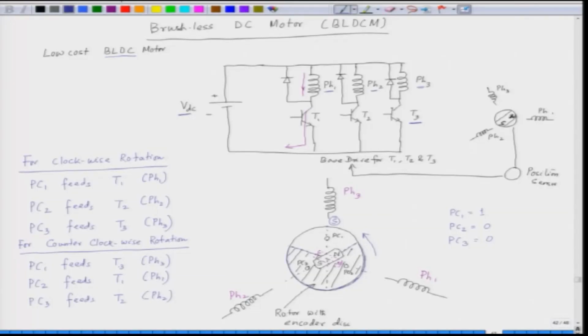The connection has to be PC1 is connected to the base of transistor 3, that is this one. PC2 has to be connected to the base of the transistor T1. PC3 has to feed the base of the transistor T2.